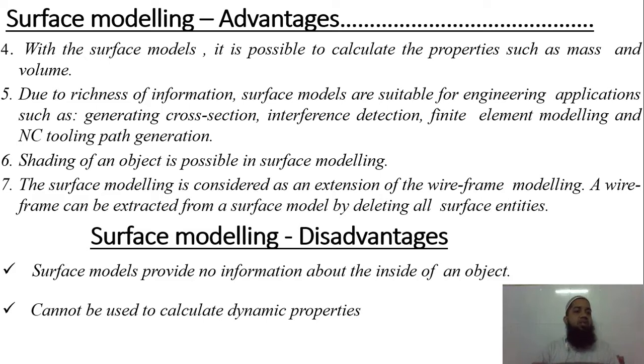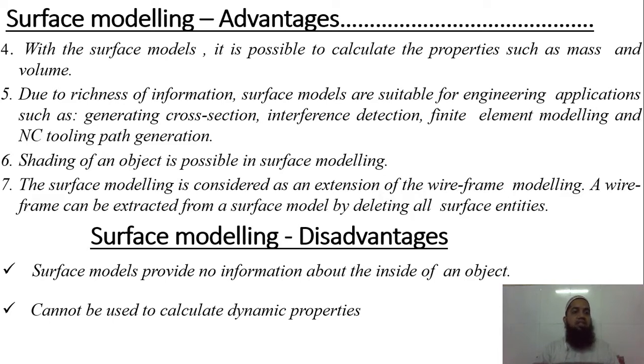Next, due to the richness of the information, surface models are suitable for engineering applications such as generating cross sections, interference detection, finite element modeling, and NC tool path generation. This is not possible in wireframe modeling, because in wireframe modeling we don't have much information regarding the surface and other things. In surface modeling, we have more information compared to wireframe modeling, due to that we can perform all these engineering applications.